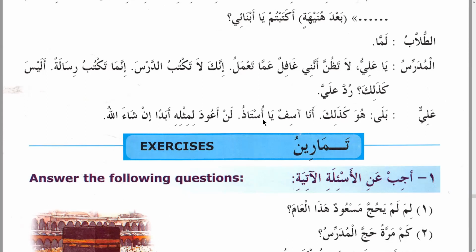Ana asifun ya ustadh, I'm sorry. Asifa ya'safu, asifun, Bab Samia, this is asif, to be sorry. Ya ustadh, lan a'uda. A'uda ya'udu is to repeat, and 'ada ya'udu is to return also. And here it means, I will not repeat it like this, I will not do the same thing again, abadan, inshallah, in the future. Abadan is used for the future. I will never do it in the future, inshallah.